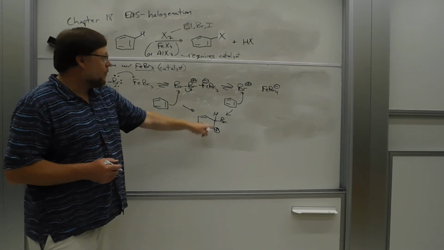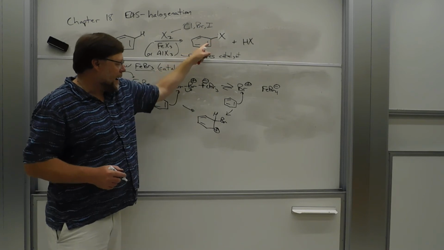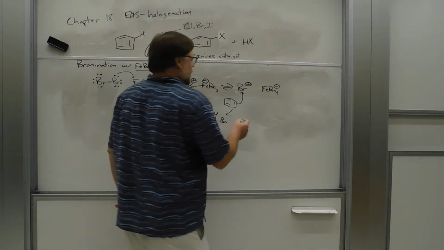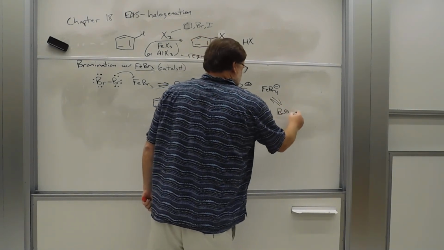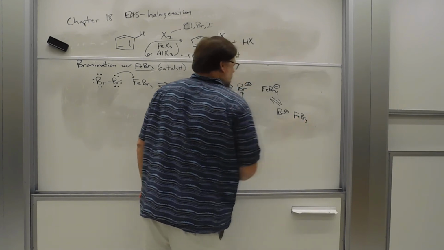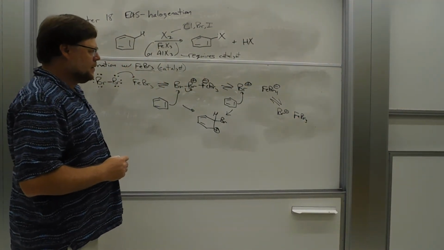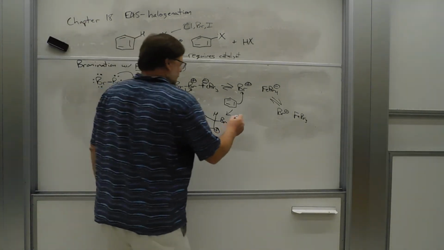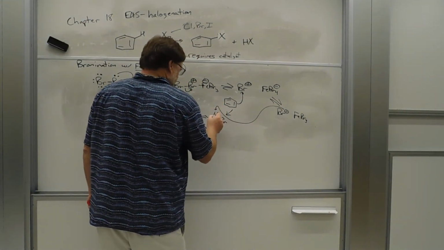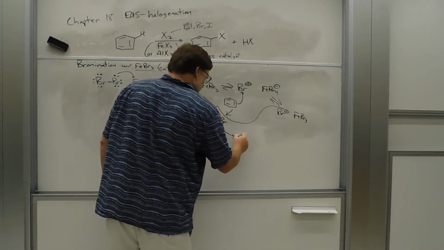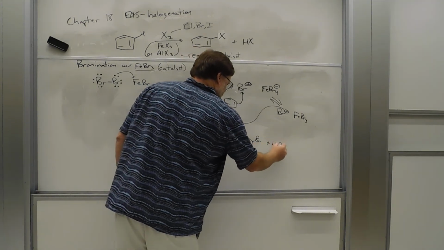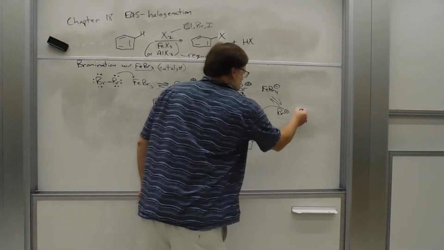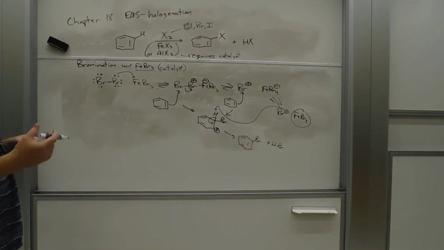Now, what's the base? We've got to generate HX. We've made our carbon-X bond, but we have to pull this proton off. It turns out that iron tetrabromide exists in equilibrium with Br minus and iron tribromide, and this Br minus can take that proton, which generates the product. And our catalyst is regenerated. So the catalyst is a true catalyst in this reaction. It gets reproduced over and over.